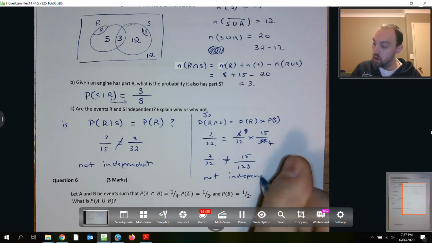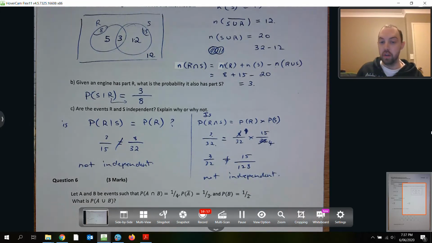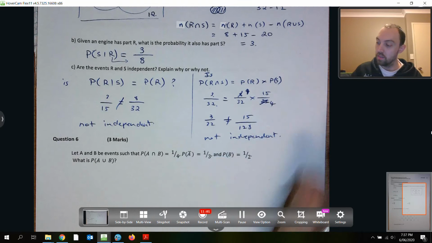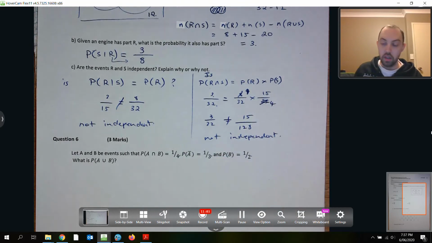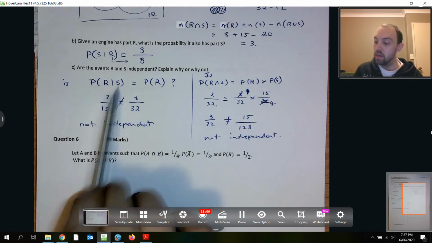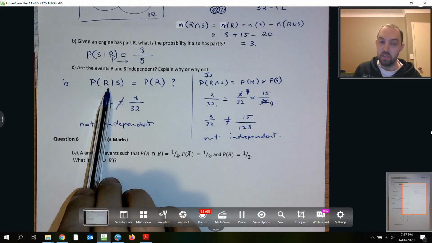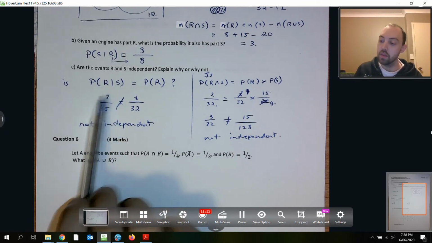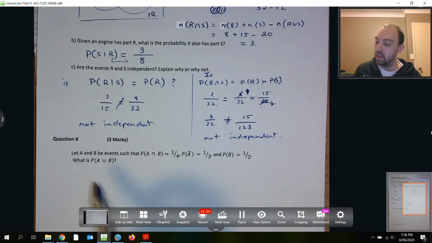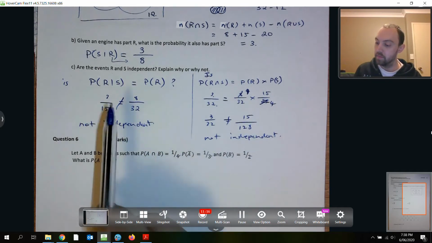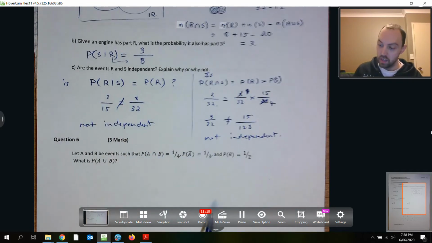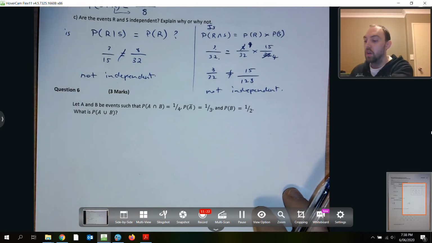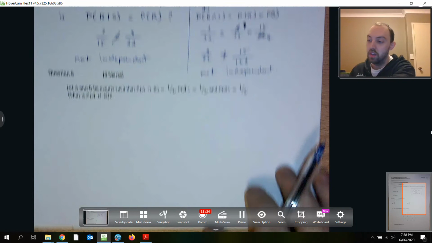We've done it 2 different ways. We've used our multiplication rule. We've checked if that's true. Or we've used my conditional probability. If it is reliant on the other one, or if it changes with the other one, then it is dependent. If it doesn't change, then it is independent. Let's move on, and we'll talk about question 6.